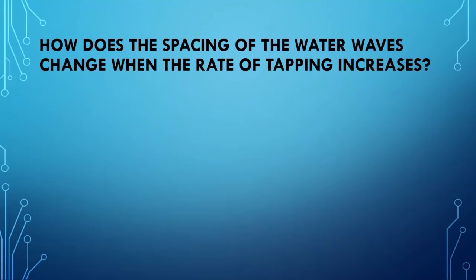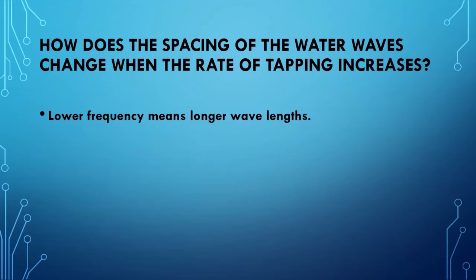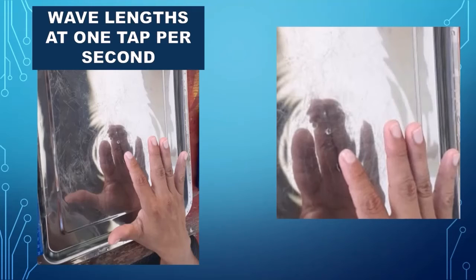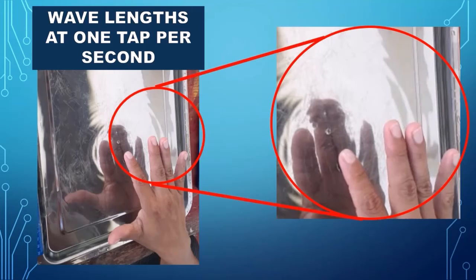Let us now discuss the question: how does the spacing of the water waves change when the rate of tapping increases? The first point to note here is that lower frequency means longer wavelengths. Now we're going to take a look at the wavelengths at 1 tap per second, and you can see here in the zoomed area the number of waves in a particular space. Now you can see that they are much more relaxed, they are longer, and this is at 1 tap per second. So we conclude that when you are tapping at 1 tap per second, the wavelengths are long.